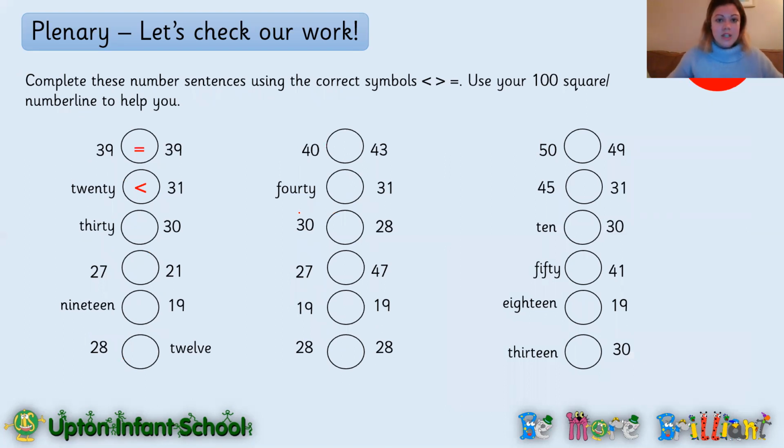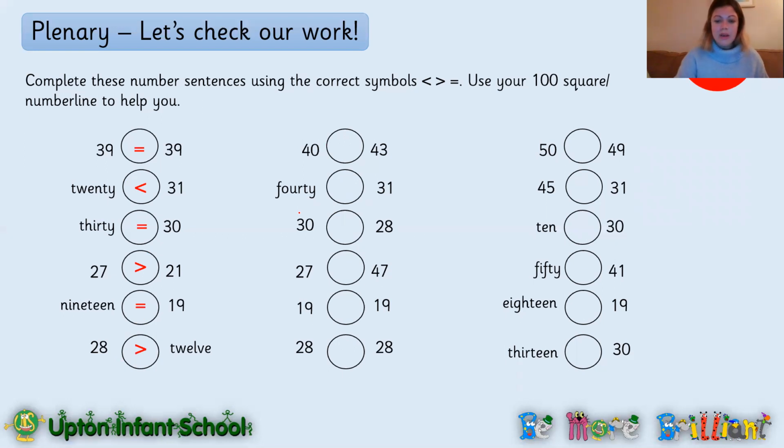And finally, our red challenge. So let's have a look at the answers we got. So this was a similar task. We were trying to put the same symbols in our number sentences, but some of those numbers were written as words. Okay, so the first two are done for us. So 30 is equal to 30. Well done if you got that right. 27 is more than 21. 19 is equal to 19. Very well done if you got that right, because that was written in both words and numbers. So that might have tricked you a little bit.